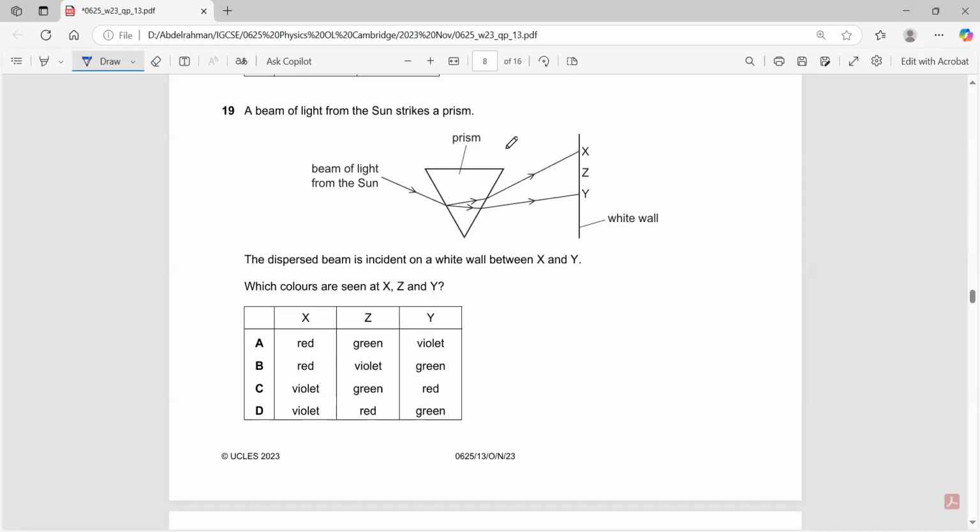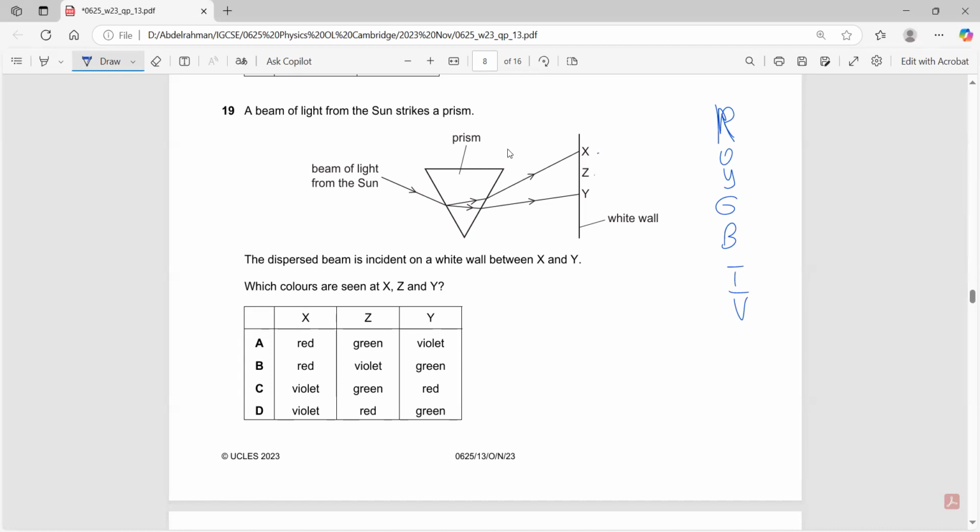Question 19. Which colors are seen at X, Y, and Z? So we have ROYGBIV, right? So X should be red and Y should be violet. Is that correct?